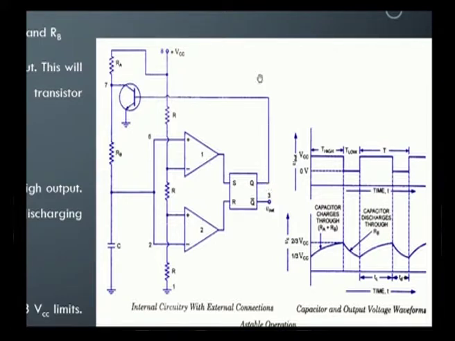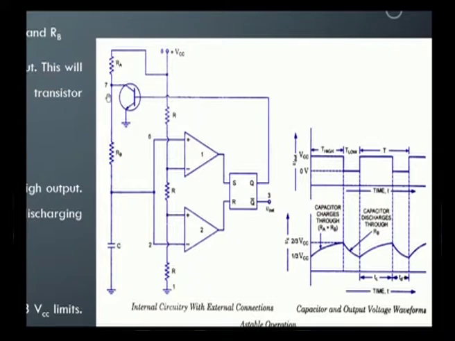Whenever the Q is high, the transistor does not work and acts as off. So the VCC supplies the circuit, and the capacitor at this point of time is in a charge condition. The capacitor charges through RA plus RB, until it reaches 2/3 VCC.